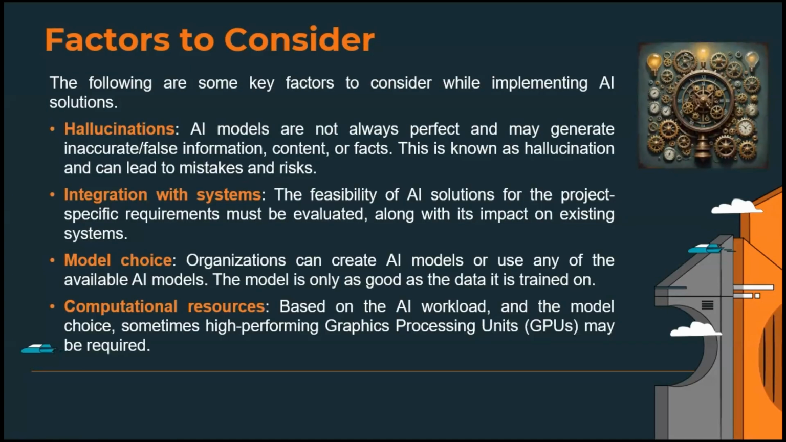Again, even though you say AI is too good and with AI you can do many things, there are some factors to consider. The major one is hallucination. I think most of you would have heard many of the speakers talking about AI model hallucination. Even though we are training the AI models with all the required data, it need not be perfect. The output it generates can be false or inaccurate, and this can lead to mistakes and some risks.